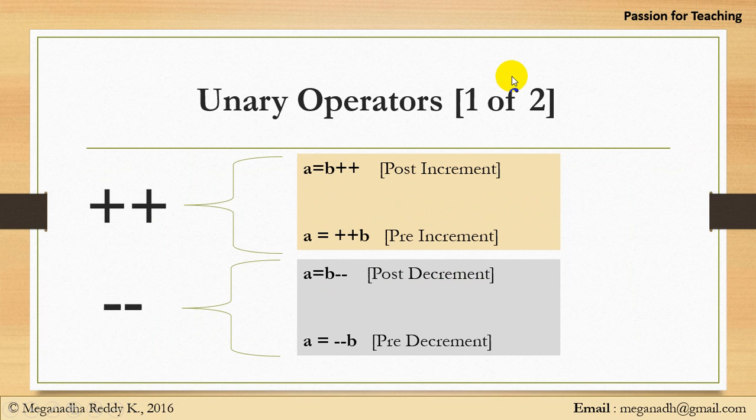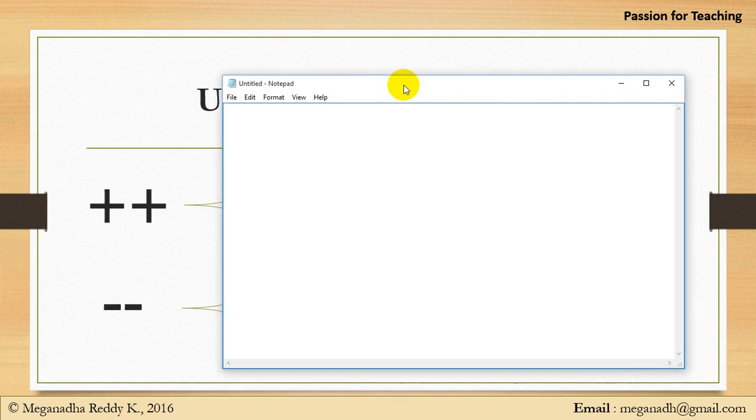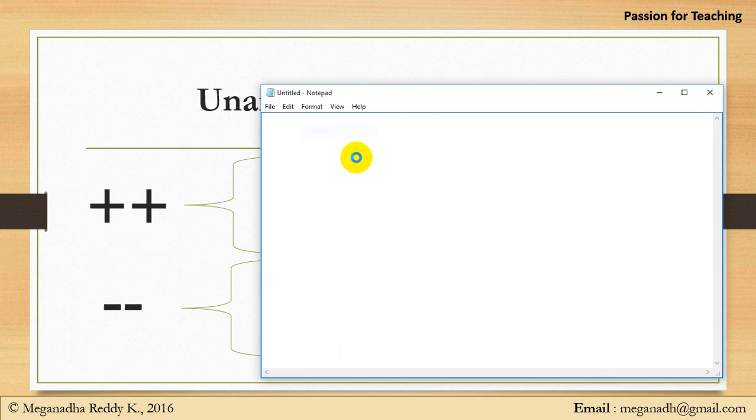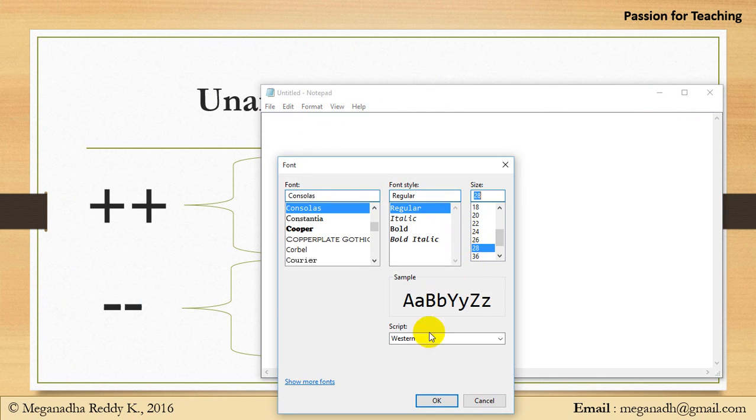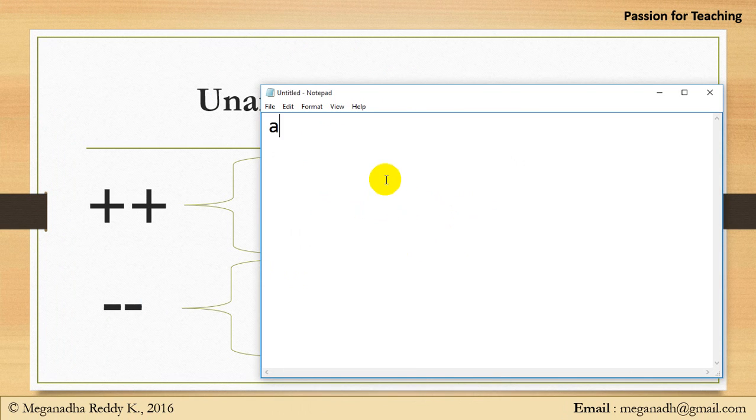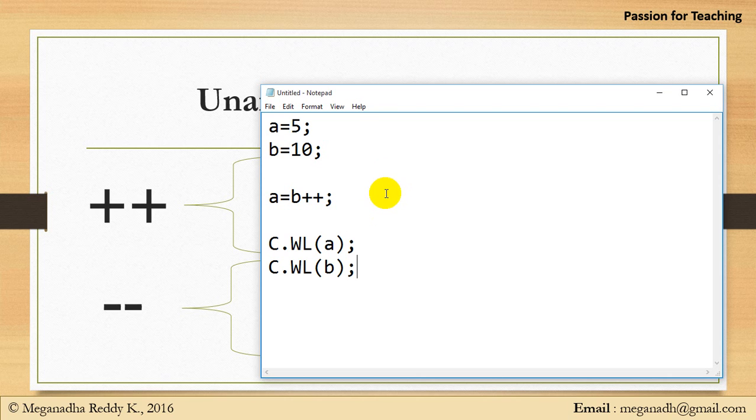Let me show you one more time. I'm going to open Notepad and format the font. Let's say I'm writing a is equal to 5 and b is equal to 10. Now a is equal to b plus plus. Now console.writeLine a and console.writeLine b. This is the most frequently asked question based on that operator. Let's see now, I'm going to explain this very clearly.